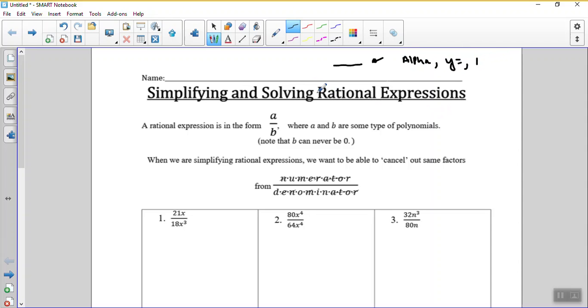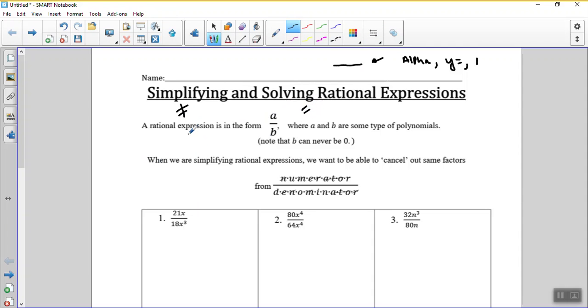Okay? So, all right, when we're simplifying and solving, simplifying is we're just putting everything together. You won't see an equal sign there. And then when you're solving, you will see an equal sign, and you're looking to see what the variable is equal to.